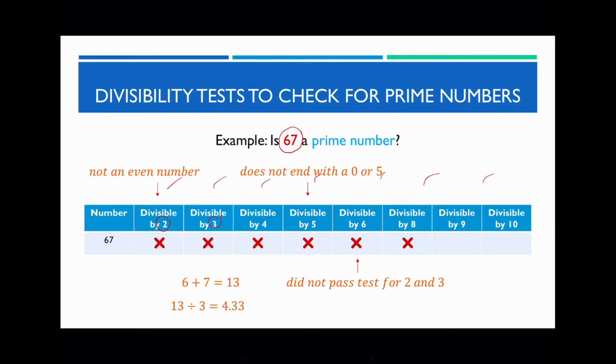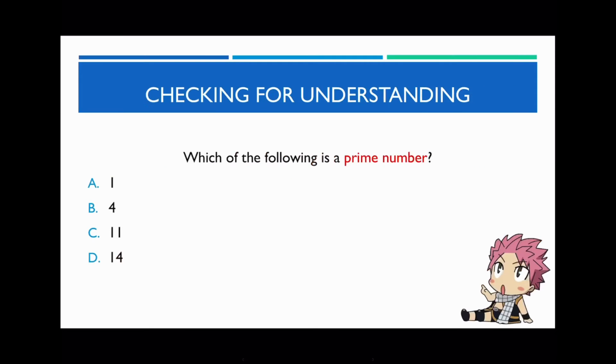Is this divisible by 9? The test to see whether something is divisible by 9 is, again, to add these 2 numbers together, which gives you 13, and find out whether 13 can go into 9, which in this case it isn't. And lastly, is it divisible by 10? Well, it doesn't end with a 0, so therefore it doesn't. Therefore, since it doesn't pass these divisibility tests, this indicates that 67 is a prime number, and the only factors that go into 67 are 1 and 67.